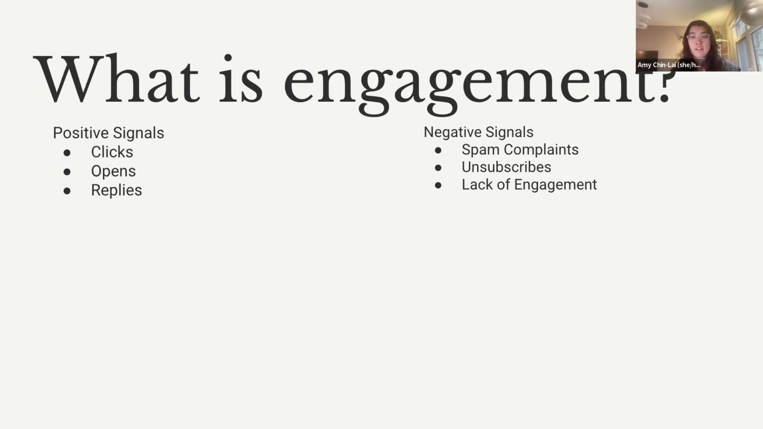And on the inverse, we have our negative signals. You do have insight into the spam complaints and the unsubscribes, but lack of engagement is one of your biggest indicators here, if you're just not getting the donations or actions that you're used to. And my little mini soapbox here is that an unsubscribe is always better than a spam complaint. Unsubscribes are not bad. We will take that any day over a spam complaint.